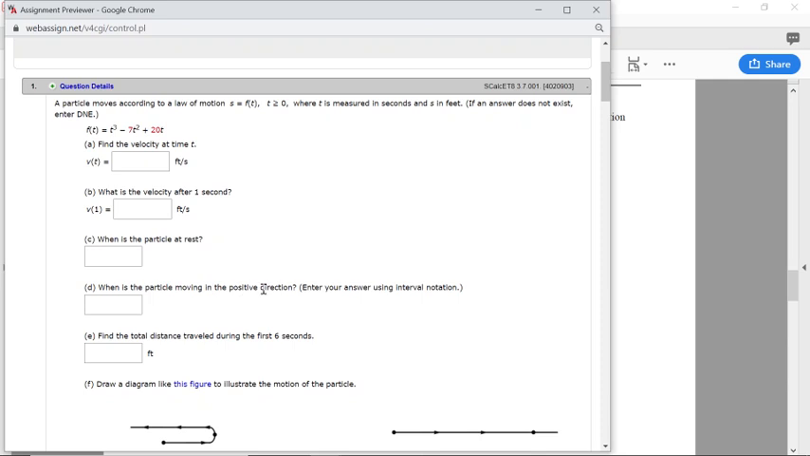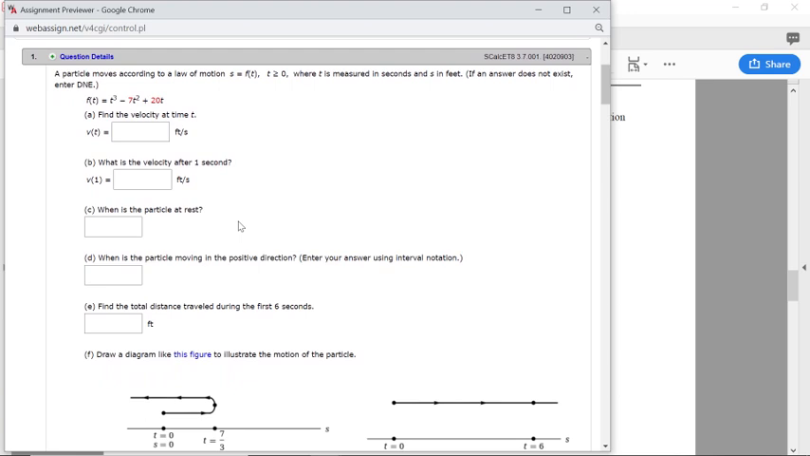When is the particle moving in the positive direction? Well, if we know when it's at rest, if we know a value of t when it's at rest, then we also know the values of t when it is not at rest. If we've already solved for when the velocity is equal to 0, then any other values of t that we choose to plug into the velocity function would give us a non-zero value. So we can plug in test values surrounding when the particle is at rest, in order to find out when it has a positive velocity or a negative velocity.